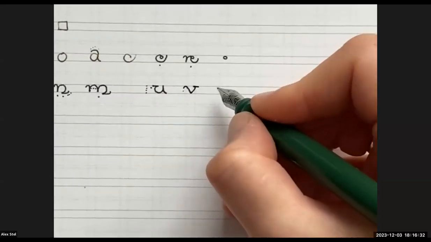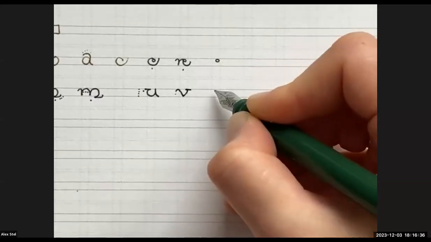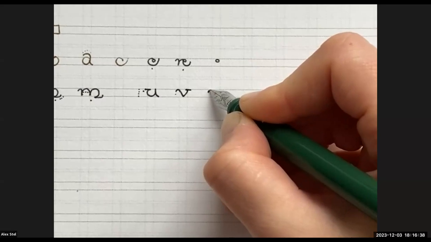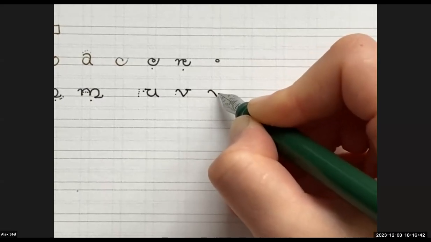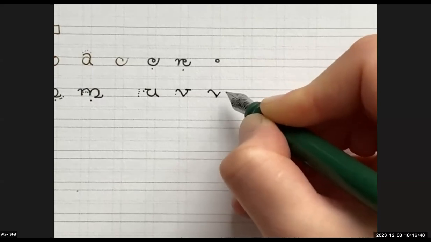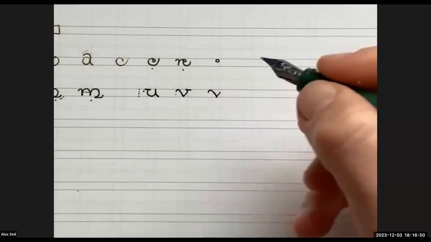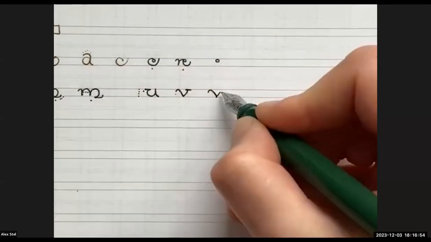Then there is this wonderful letter W, which is very similar to the letter V because it has just the same beginning. But when we make this second stroke, it doesn't go to the X height. It ends a little bit lower. And then we have something very similar to the letter U, but reversed, the first part.